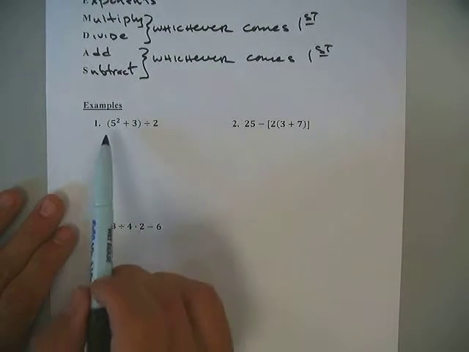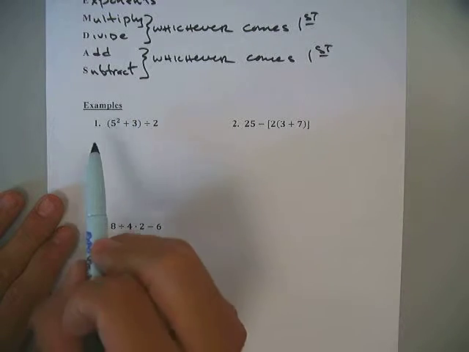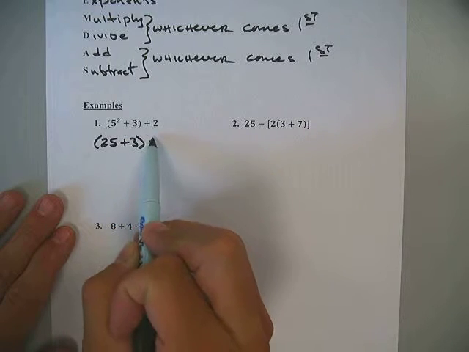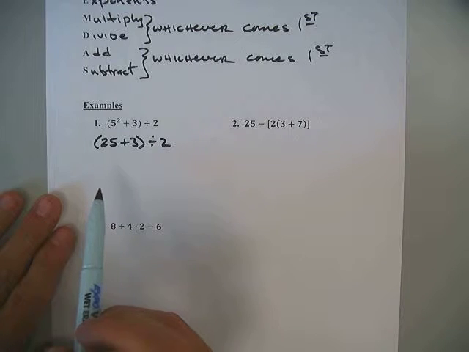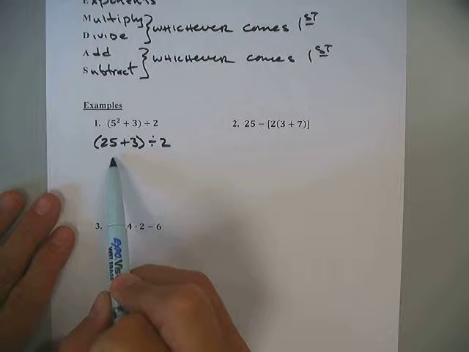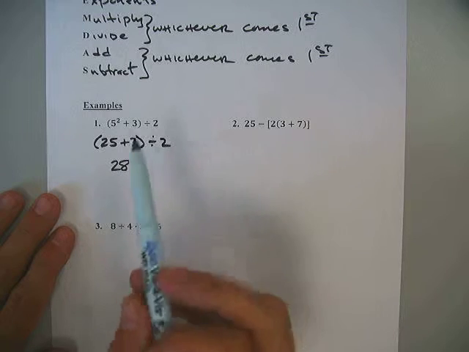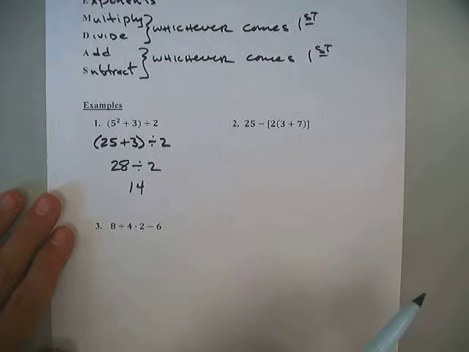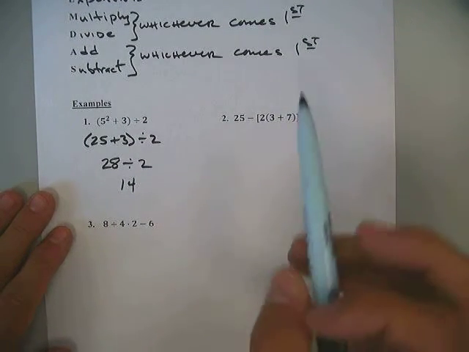So let's do a couple problems here. So this first one I have here, looks like we got some parentheses. We're going to do what's inside there, and what's inside there is an exponent. So I'm going to do that first. So it'll be 25 plus 3. Now, one of the best suggestions I can give you is to do things step by step. Don't do too many things in your head. Now, I have more parentheses, so I'm going to divide that, or pardon me, add that. And once I add it, I can drop the parentheses because there's nothing left to do in the parentheses. And 28 divided by 2 is 14. And I'm done.